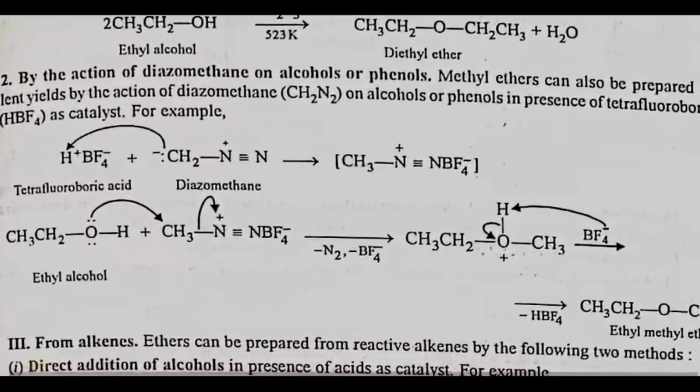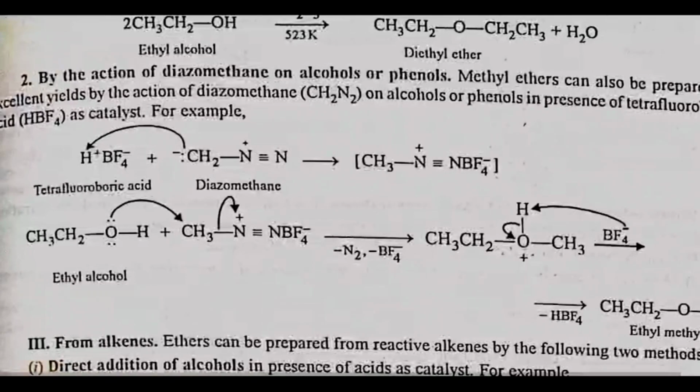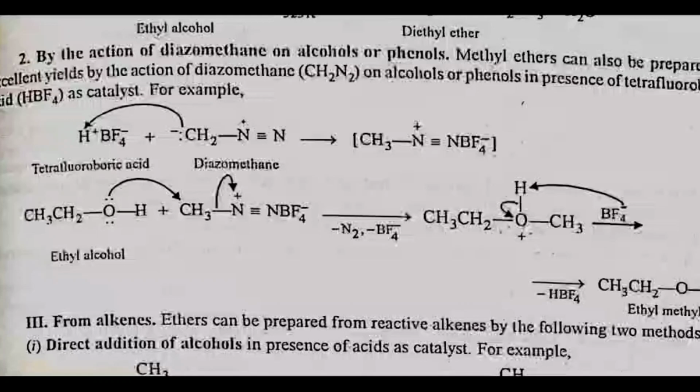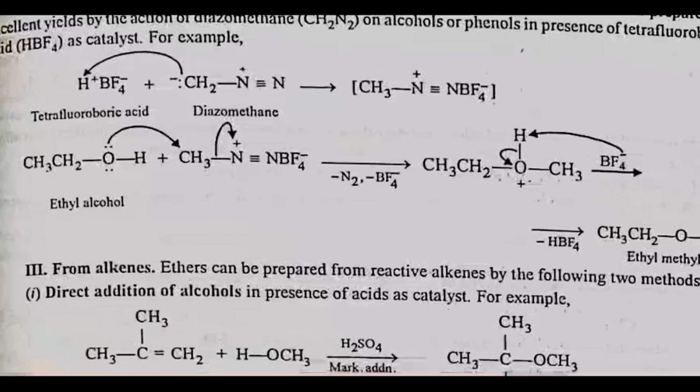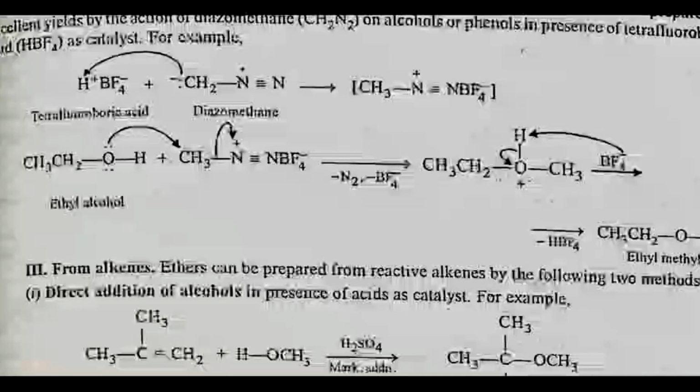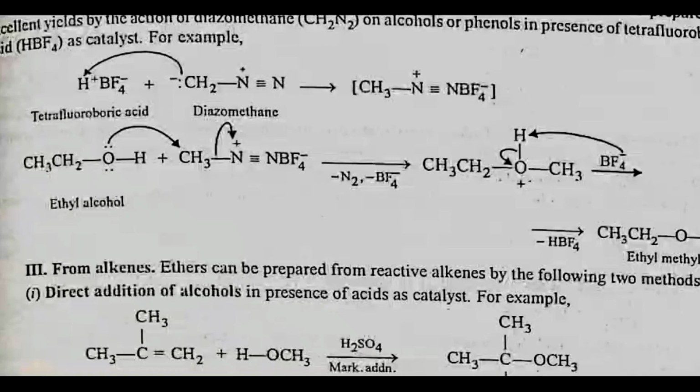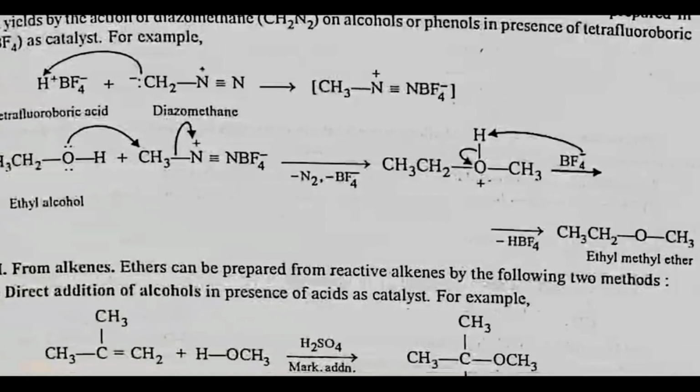Second, by the action of diazomethane on alcohols or phenols. Methyl ethers can also be prepared in excellent yields by the action of diazomethane, CH2N2, on alcohols or phenols in presence of tetrafluoroboric acid, HBF4, as catalyst. For example, HBF4 plus diazomethane gives CH3N2+ BF4-. Then ethyl alcohol, minus N2, minus BF4-, gives ethyl methyl ether.